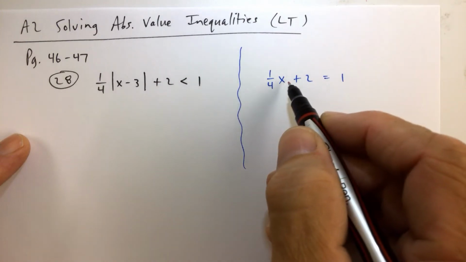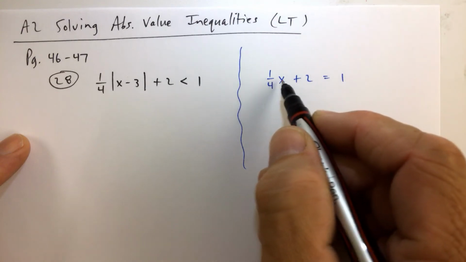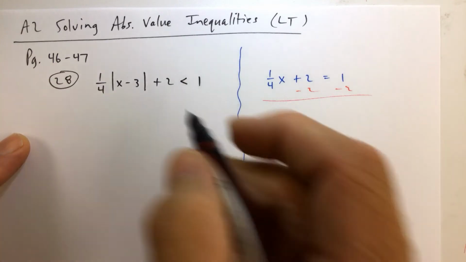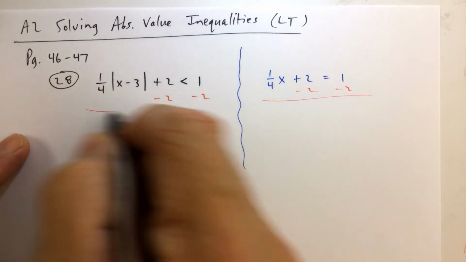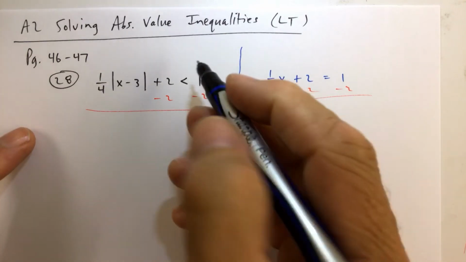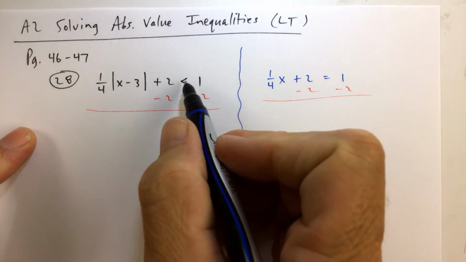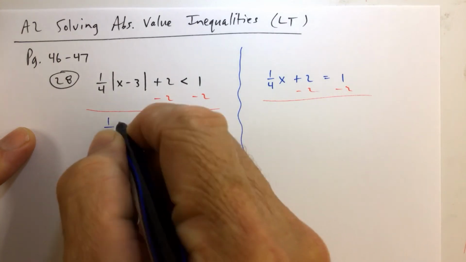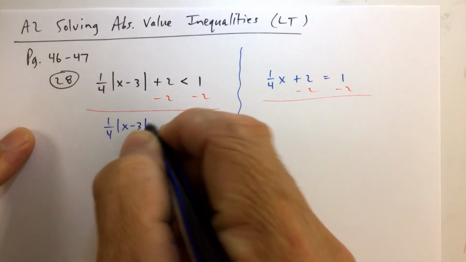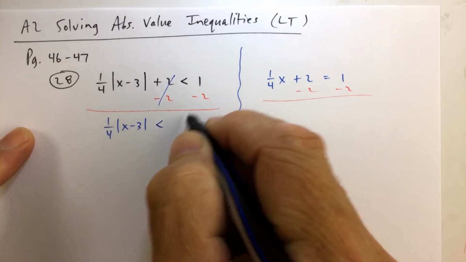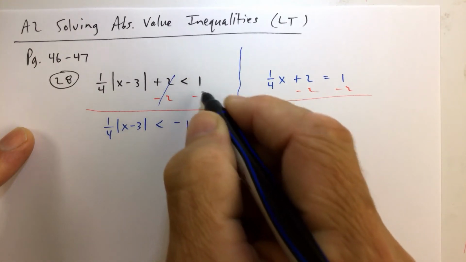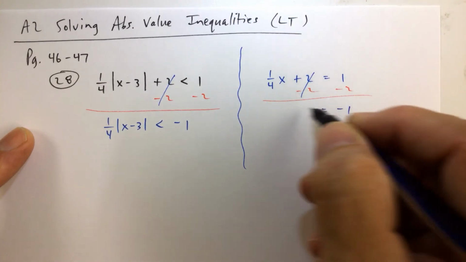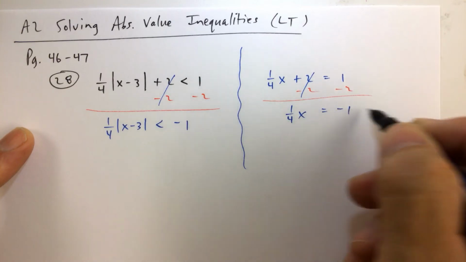Similar to when you have a situation like this where you have an x and you want to get the x by itself, the first thing you're going to do is subtract 2 from both sides. Well, that's the same thing you're going to do over here, not treating the absolute value or the inequality any differently than you would the equation over here. So over here we've got 1/4 times the absolute value of x minus 3. The 2's cancel, and we have that being less than -1. 1 minus 2 is -1. Over here, the -2 and the +2 cancel, and we get 1/4 times x is equal to -1.